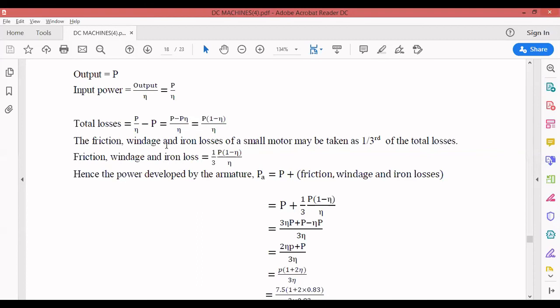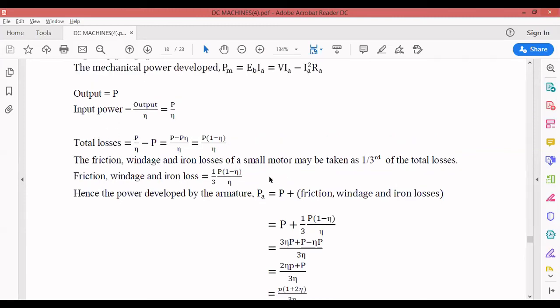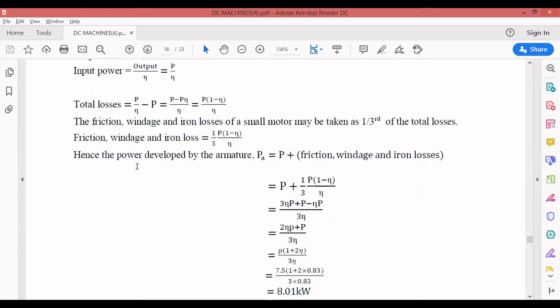Okay. The friction and windage and iron loss for a small motor may be taken as 1/3 of total losses. Whatever the total losses you're going to calculate, the friction and windage loss, you can take 1/3 of total losses. So 1/3 P into (1 minus eta) divided by eta. The power developed by the armature is equal to P plus friction plus windage and iron loss.